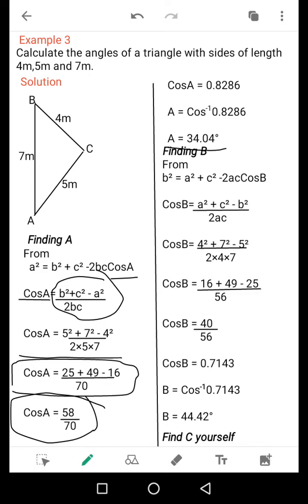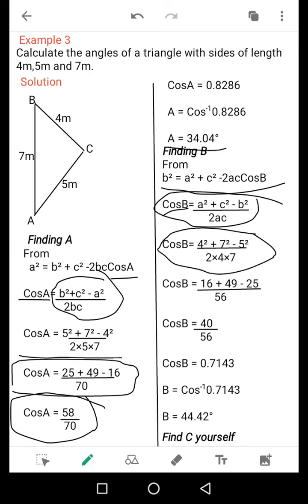So finding angle B, we have from B square, since we are looking for angle B. So angle B has to do with distance B. That is why we have B squared to be A squared plus C squared minus 2AC cos B. Now making cos B the subject of the formula as usual. So we have this as the formula for cos B. Now substituting the given values, we have cos B to be 4 square plus 7 square minus 5 square, all divided by 2 times 4 times 7. So for that simplification, it gives us this, and we have cos B to be equal to 40 over 56.